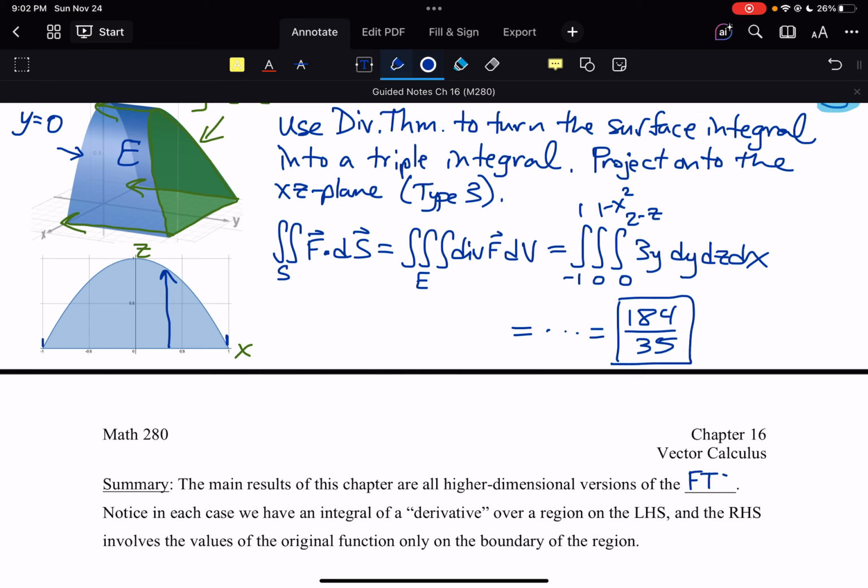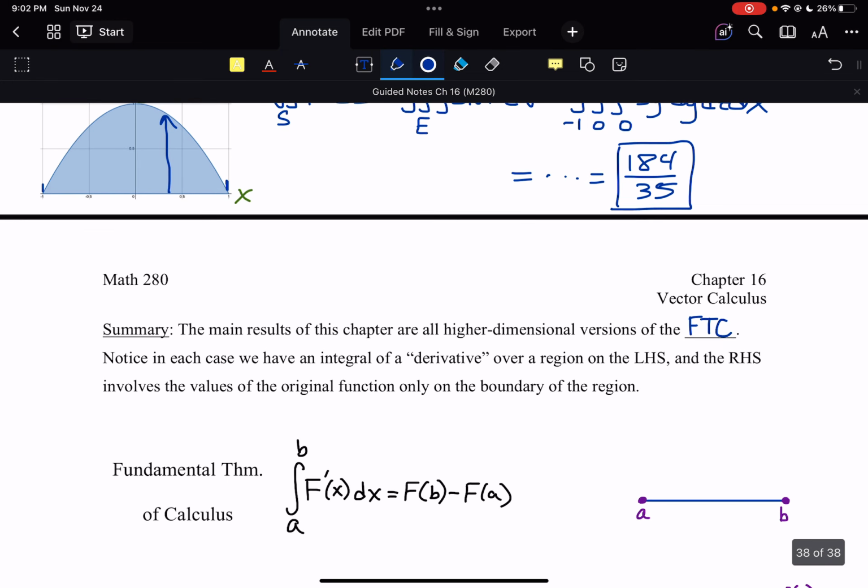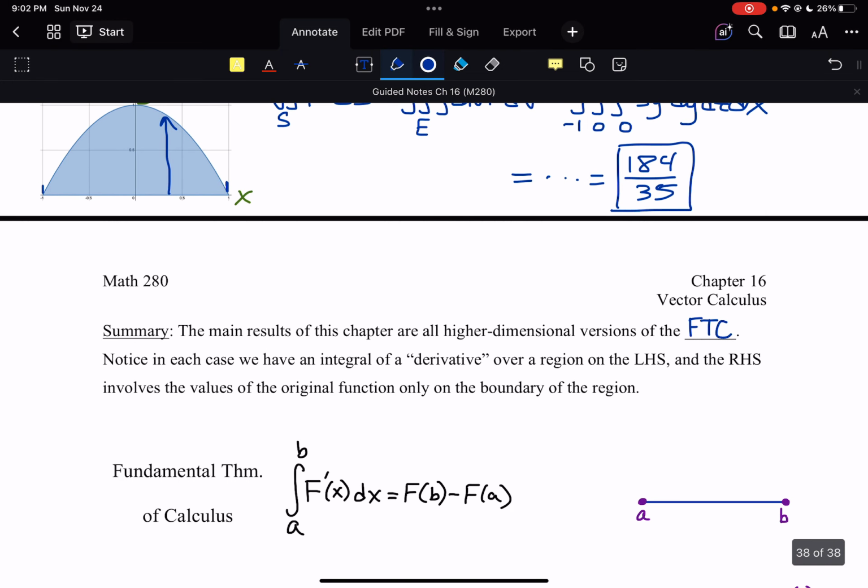That is the fundamental theorem of calculus. The fundamental theorem of calculus is right here. This says that the integral from a to b of f prime of x dx is equal to f of b minus f of a, right? Where you're evaluating from a to b, those endpoints, and then the interval in between.